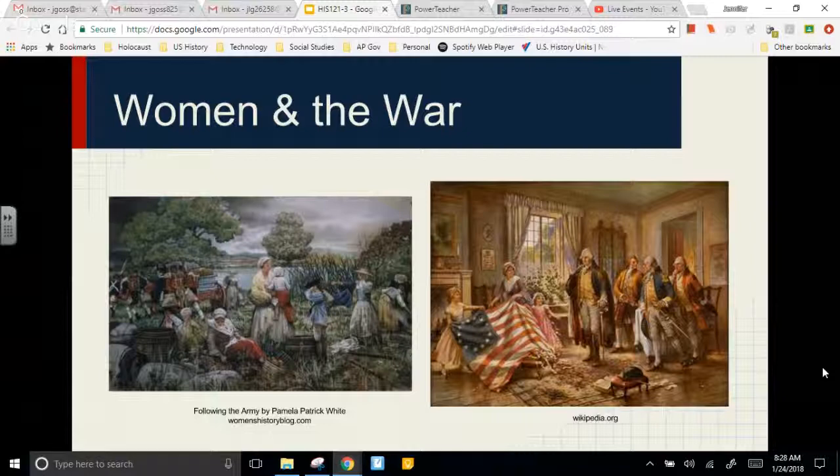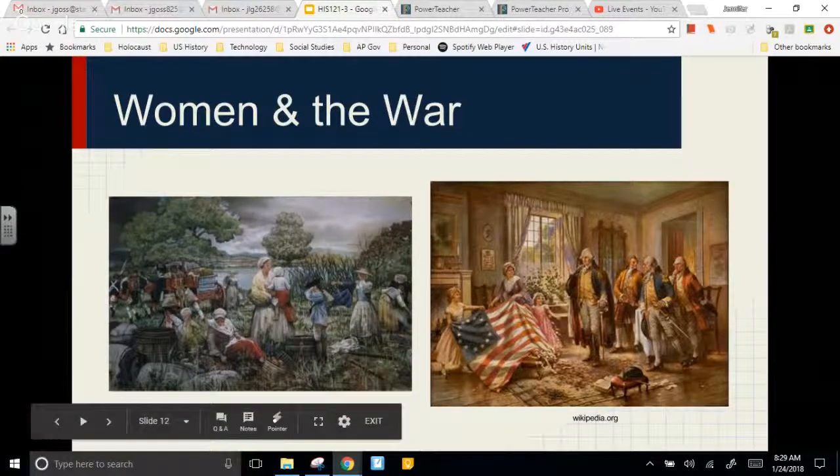Many of these women maintained households and kept farms going in the absence of their husbands. They also performed duties at home, like sewing uniforms or flags or other items that would also help to support the war effort. And so these two scenes collectively illustrate some of the impact that women, who are often unrepresented in the history of the revolution, actually contributed.